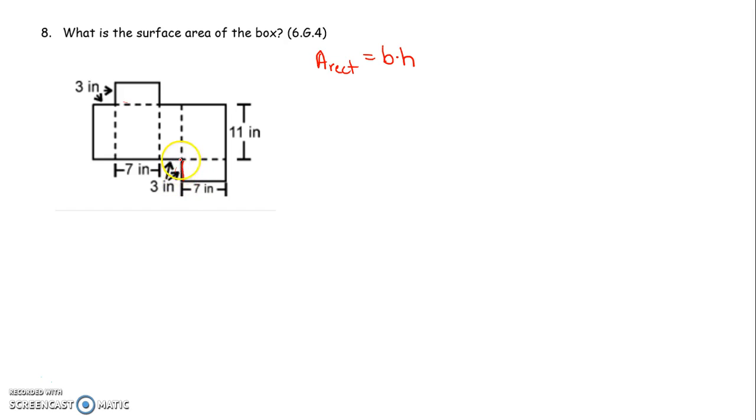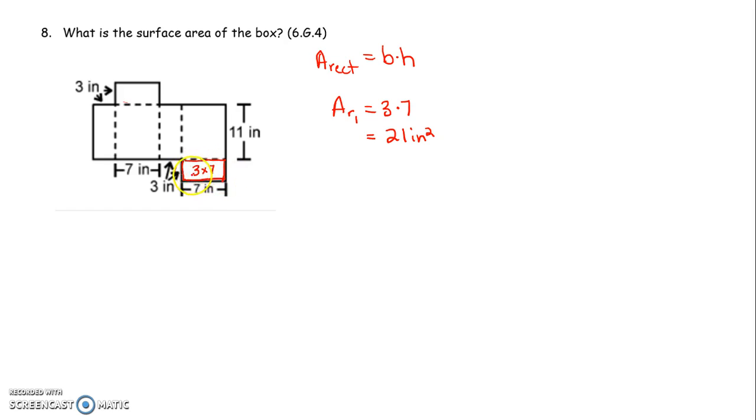Here, they tell us this side is 3 and this side is 7. For this rectangle, to find the area of this rectangle right here, that would be 3 times 7. So the area of rectangle 1 would be base times height, 3 times 7. And what's 3 times 7? 21. So the area of that rectangle is 21 square inches, or inches squared.